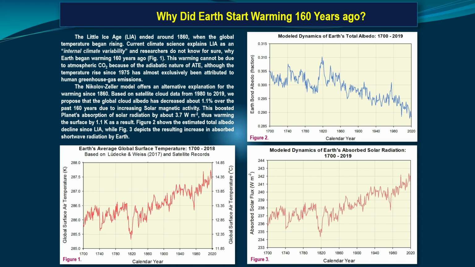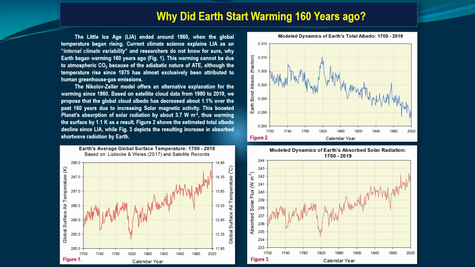Why did Earth start warming 160 years ago? Figure 1 on this slide shows the observed global warming since year 1700 according to a proxy-based reconstruction by Luedecke and Weiss, 2017, and satellite records from 1979 to the present. Figure 2 depicts the modeled dynamics of Earth's albedo inferred from the temperature record that could explain this warming. A 1.1% reduction of cloud albedo from 0.3 to 0.289 would have been sufficient to account for the observed 1.1 degree warming since 1860, according to our model.